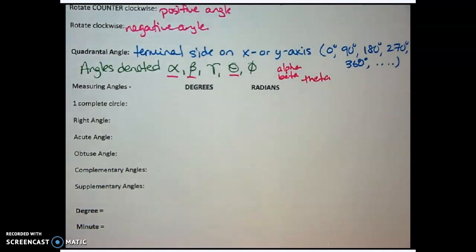Okay, this next part, as far as the degrees go, you should be able to fill in this column for all those definitions in terms of degrees. So I'd like you, again, to pause the video and fill in those definitions for degrees, and then we'll come back and talk about radians.